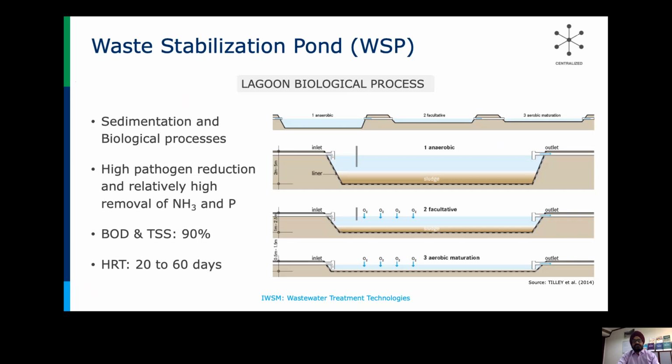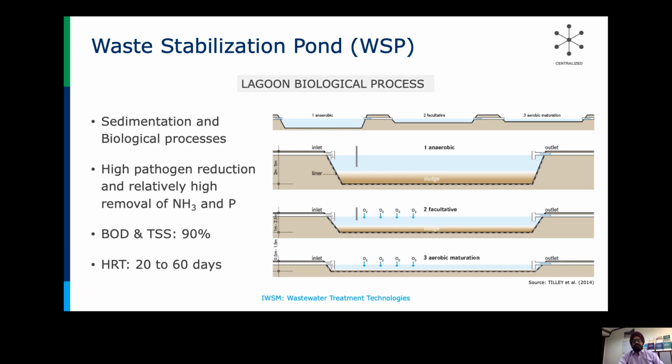Next slide is the waste stabilization pond. The waste stabilization pond imitates a lagoon biological process which happens in nature. But it is simulated here to become a hybrid system. So in the first lagoon, there is an anaerobic treatment where the sludge settles below and undergoes anaerobic treatment because it doesn't come in contact with the air. And the second tank is a little shallower. So it's a facultative process where both aerobic and anaerobic happen.